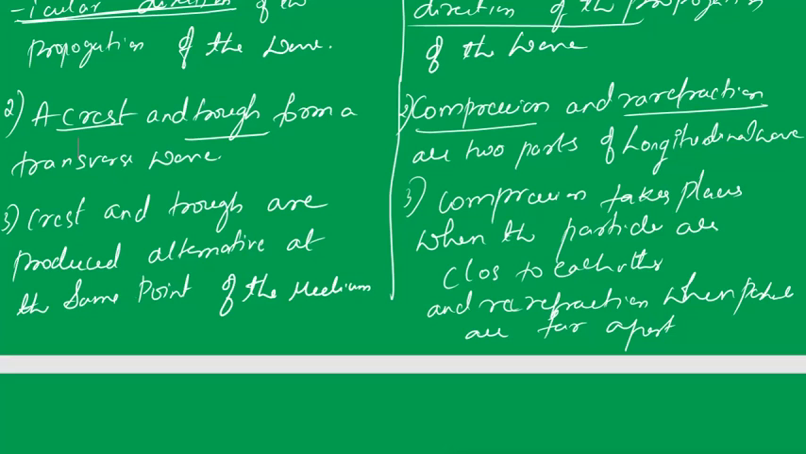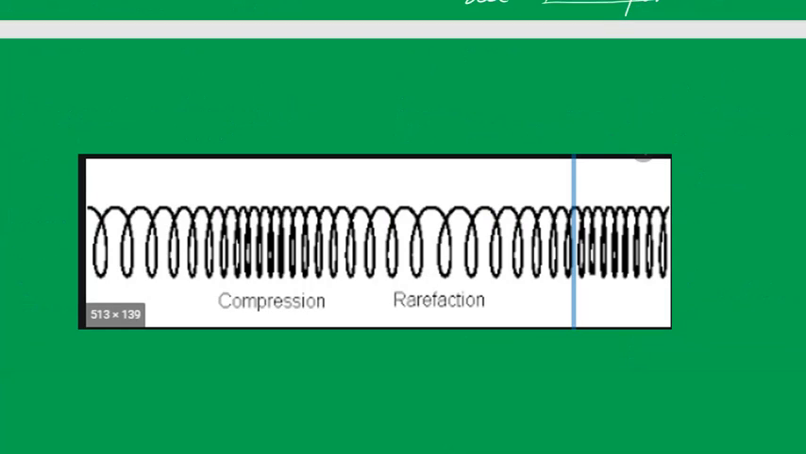Whereas when it comes to longitudinal, compression takes place when the particles are close to each other, and rarefaction takes place when the particles are far apart. So here we have crest and trough, and there we have compression and rarefaction. This will be a very important point in the difference between the waves. So here is a picture where you can see the difference between compression and rarefaction. That is a part of longitudinal waves, whereas crest and trough is nothing but a wave of this form.